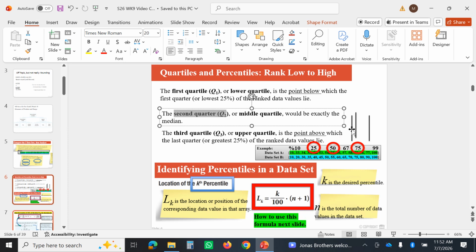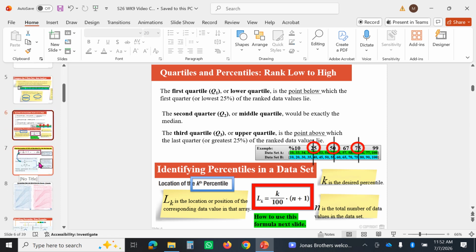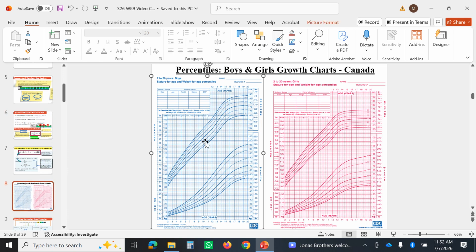Just getting into the quartiles, what they mean: there's your first quartile, there's Q2, which is also your median, and then what data point correlates to the 75th percentile? Now, percentiles, we use them all the time. I'm sure you've seen these. I downloaded these and use them for my kids.